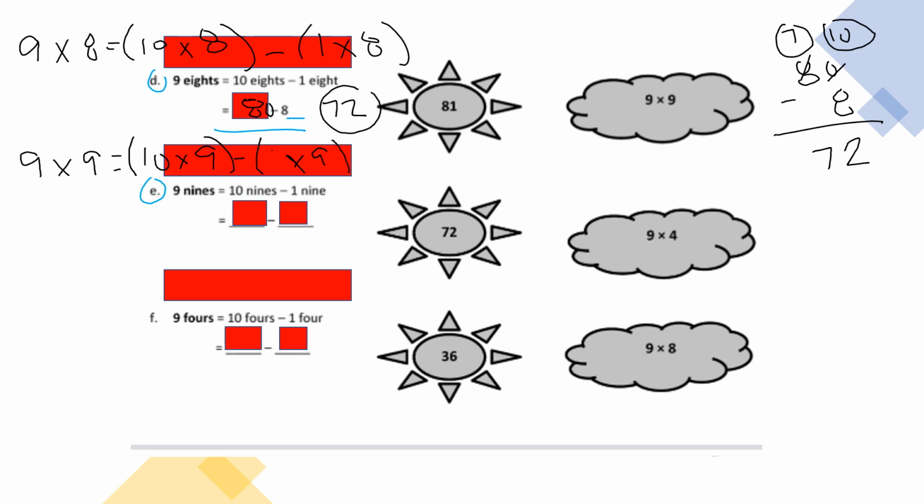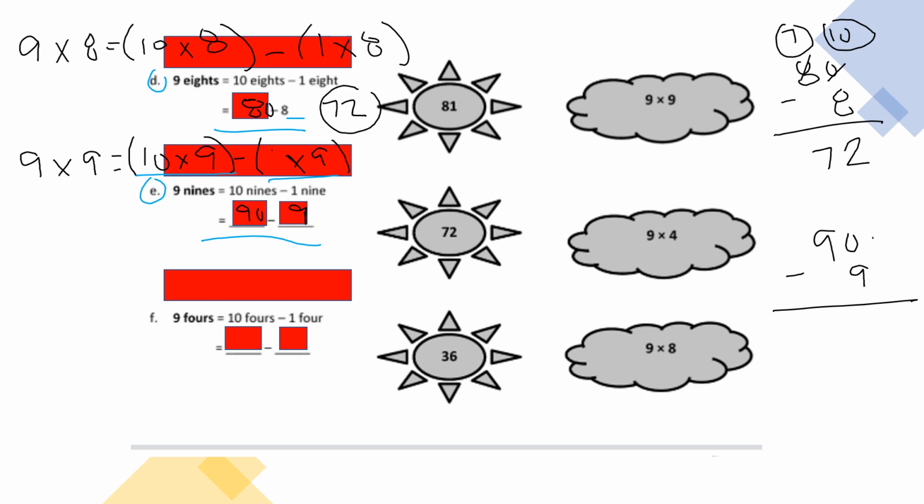Okay, then we're going to write the solutions below, right here. 10 times 9 is 90 minus 1 times 9, which is 9. So we have 90 minus 9. Okay, we can do our work over here on the side. 90 minus 9. I have 0.